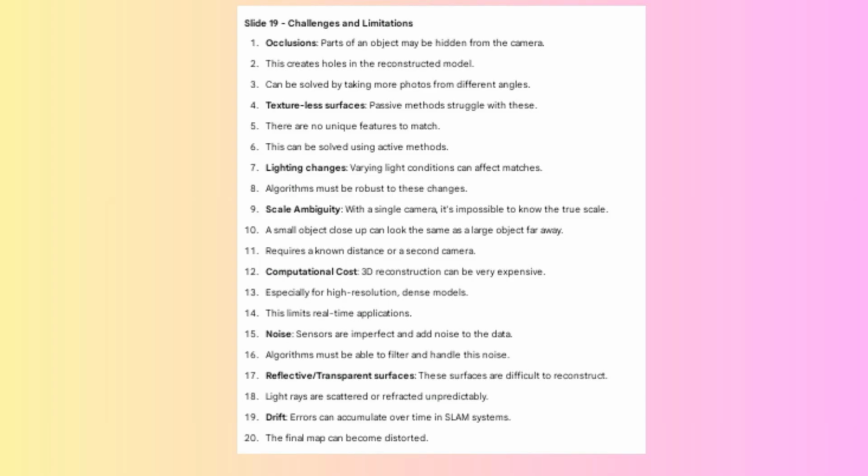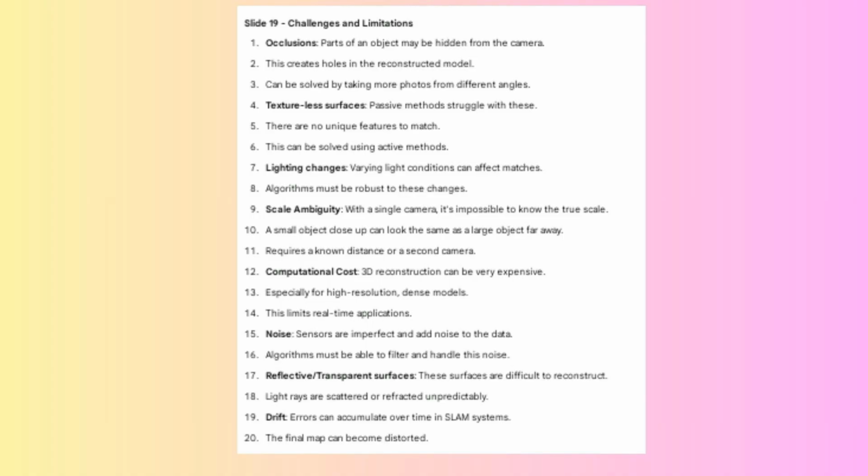Another major problem is textureless surfaces. The passive methods really struggle to find unique features to match on a blank wall or a smooth white surface. This is where the active methods become the essential ones. Varying lighting conditions can also affect the accuracy of matches, so algorithms have to be very robust to these challenges or changes.